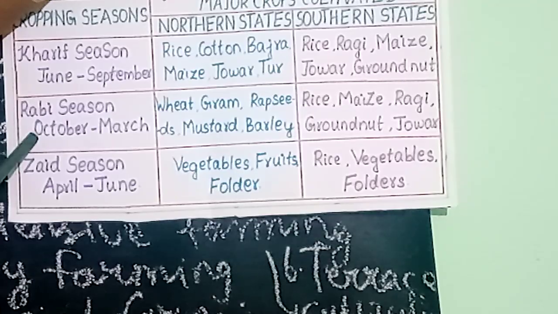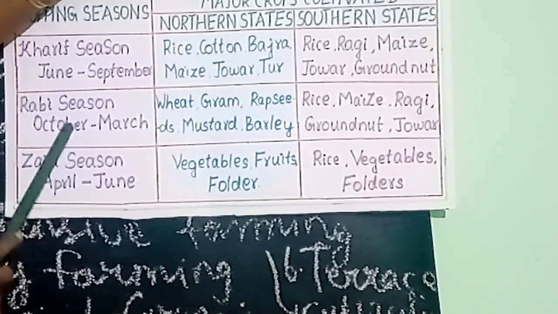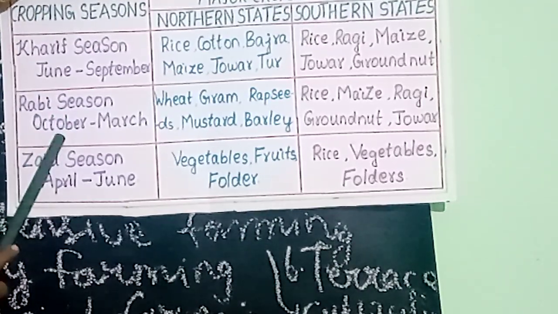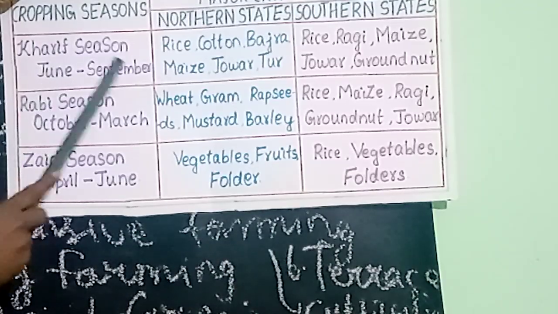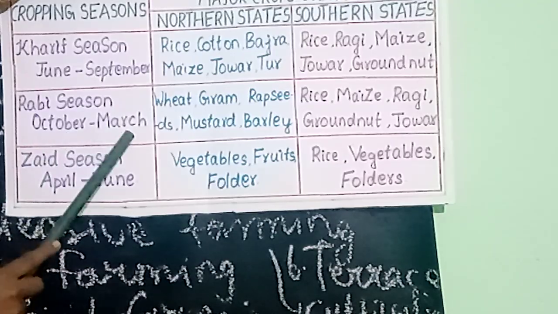Then the next one is Rabi season. Rabi season occurs during October to March. Kharif season is June to September.